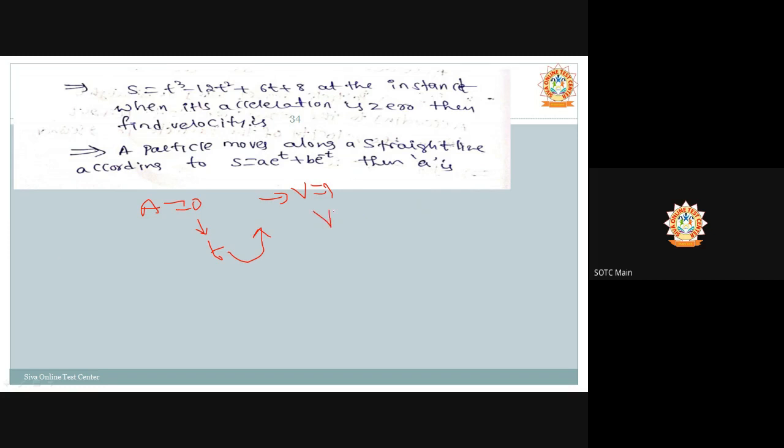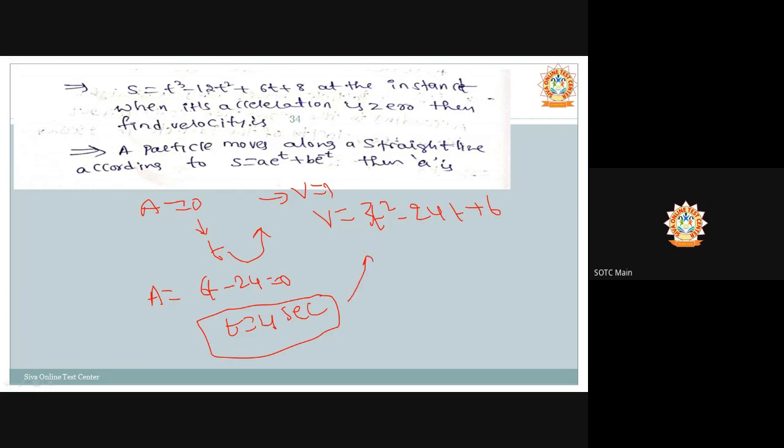So definitely your v will become what? It is 3t square minus 24t, right? Then 6. This is your velocity. Then acceleration will become what? 6t minus 24 is equal to 0. So from this, what t will become? 4 seconds. Right? So now substitute these 4 seconds here and tell me what the velocity is getting.